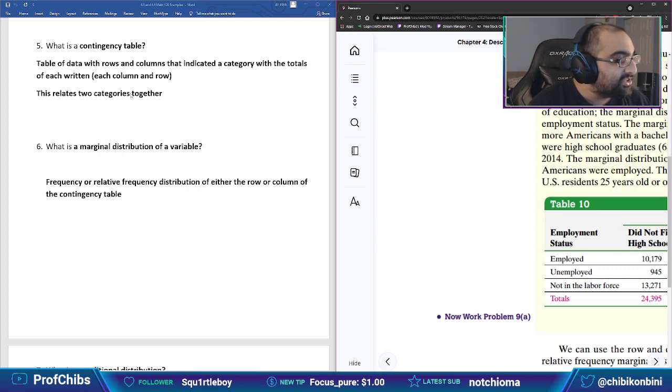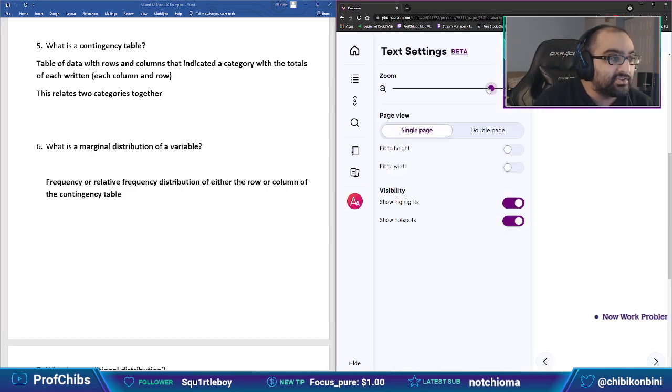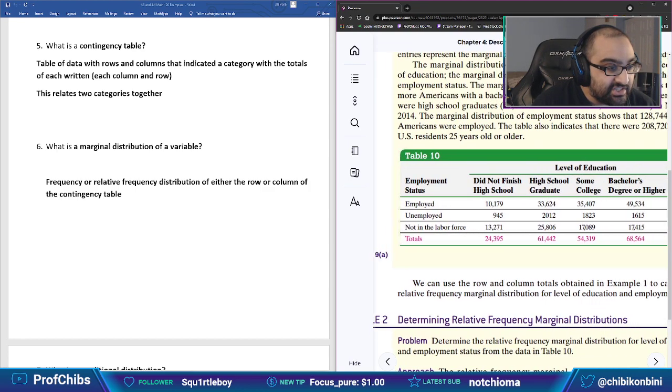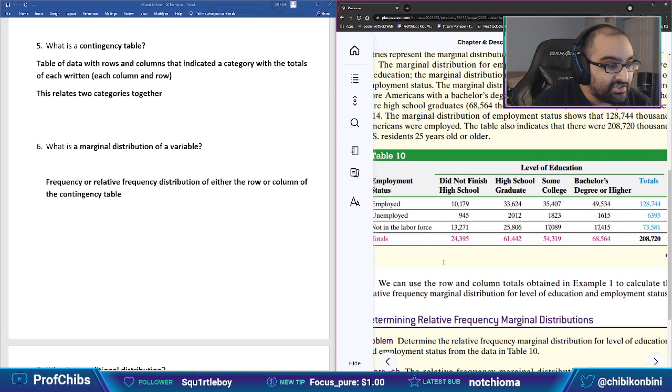All right, so let's look at number 5 here. What is a contingency table? A contingency table is a table of data with rows and columns that indicate a category, with totals of each written in each column and row. This relates these two categories together. Now, this is what a contingency table looks like.